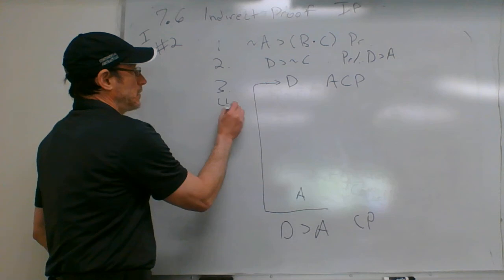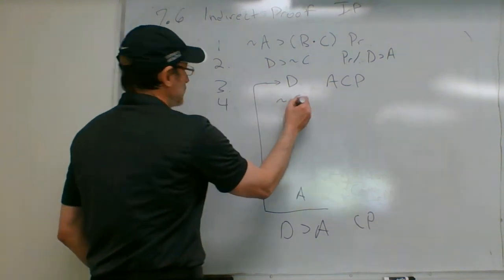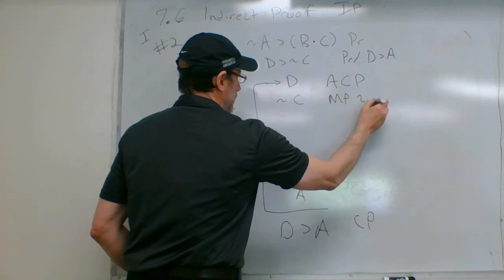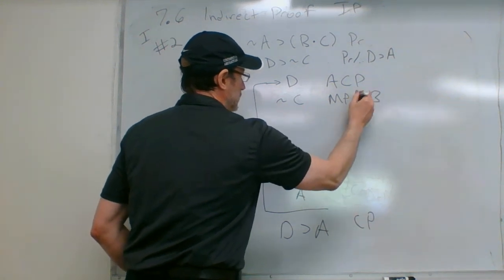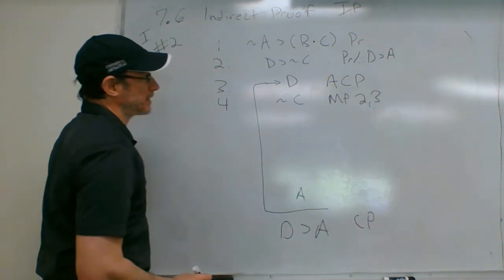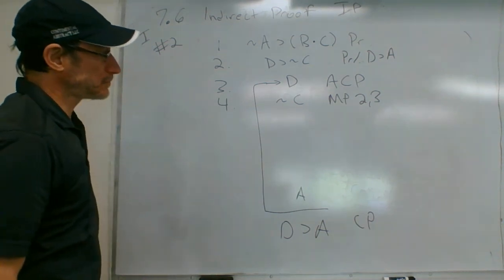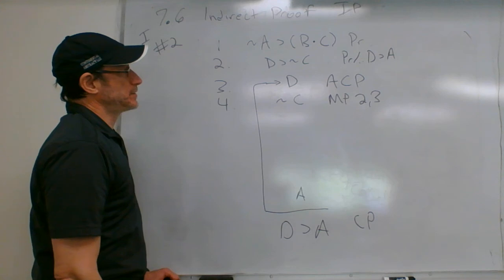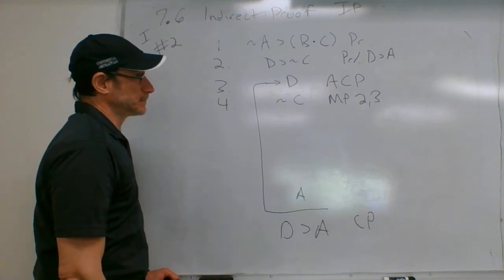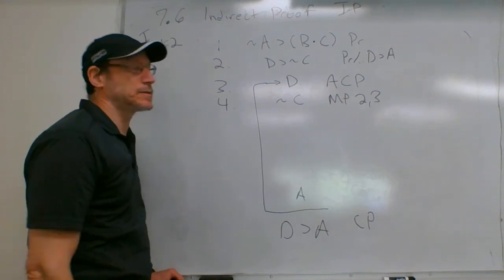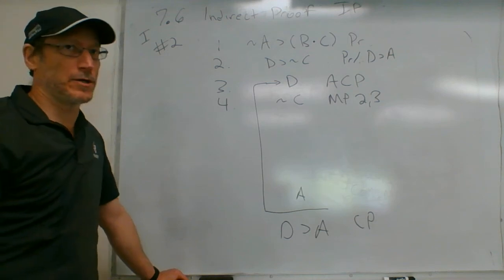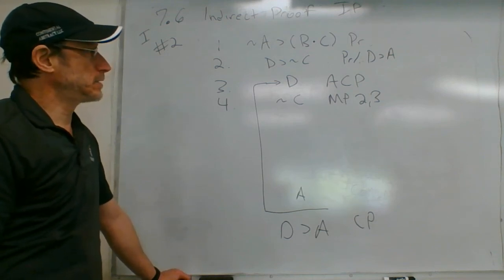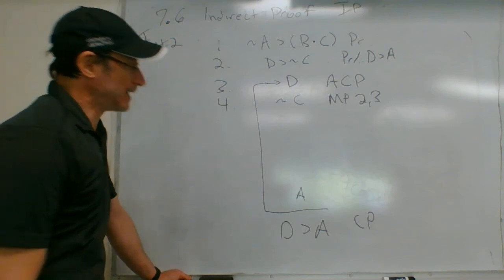Well, right away I see a modus ponens. If you see modus ponens, you should definitely do them. Modus ponens on 2 and 3. That's a 2. Okay, I'm getting not C. What should I do now? Anyway, just had a window blow open here. What should I do now to get A?